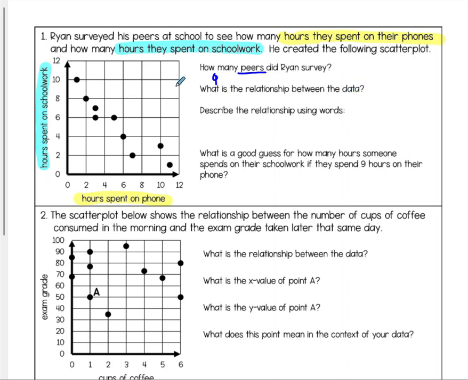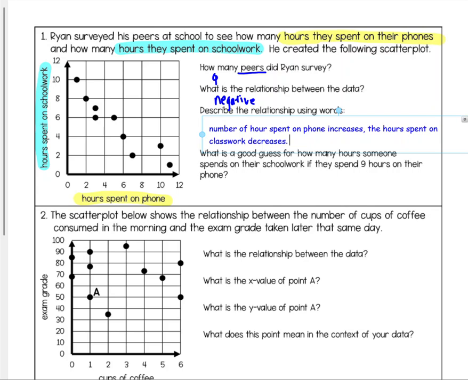What is the relationship? Well, the relationship is negative, okay, because it's going down. Basically, this is saying that it looks like as the hours spent on the phone increase, the number of hours they spent on schoolwork decreased. So let me type that up for you. I'm going to go ahead and pause the video and type it.